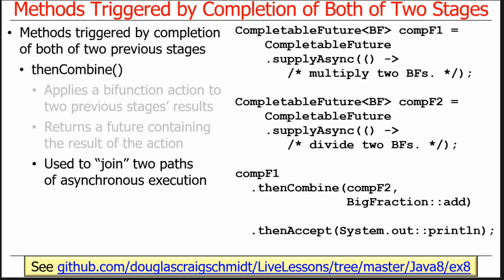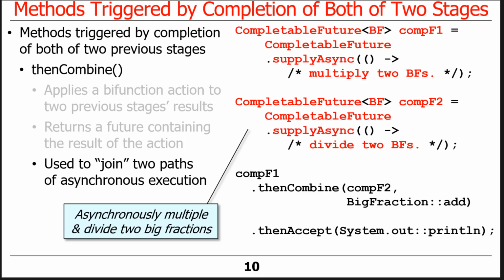This is in my EX8 folder in the GitHub account. So we're going to create two CompletableFutures, compF1 and compF2. And they are going to go ahead and asynchronously invoke operations. So this one's going to, say, multiply two big fractions. This is going to divide two big fractions. I'm just coming up with something for it to do, not the world's most profound example.